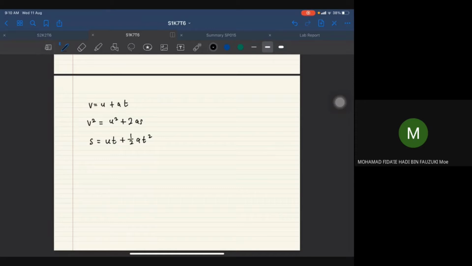You used to have 4. Later on maybe I will show you the 4th one. I have to double check whether it is needed or not. It will be S equals half (U plus V) T. Later on I'll show you. The first one actually comes from a very simple equation, which is the equation of acceleration: A equals final velocity minus initial velocity divided by time. So you can rearrange this one and you will get the first one too.